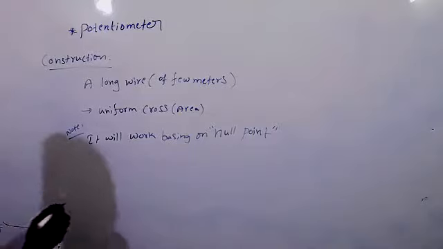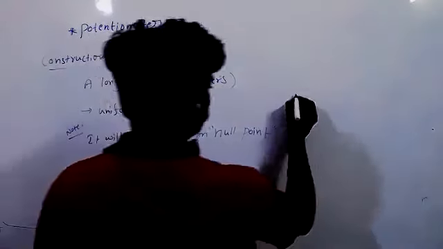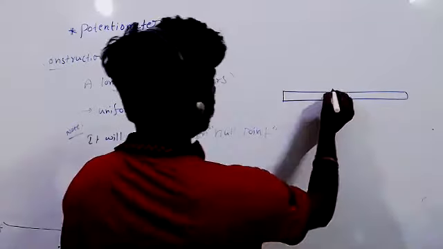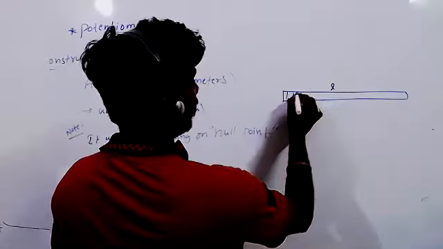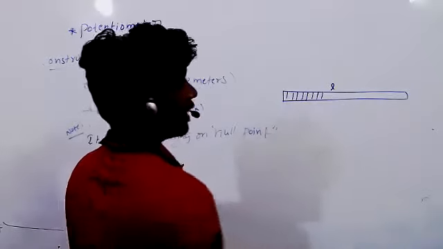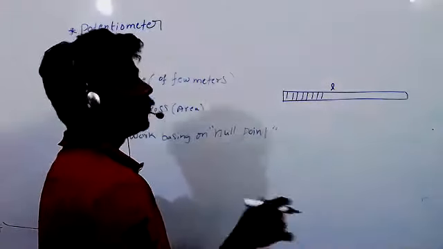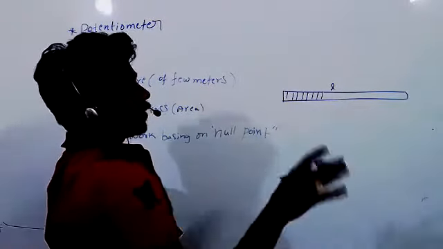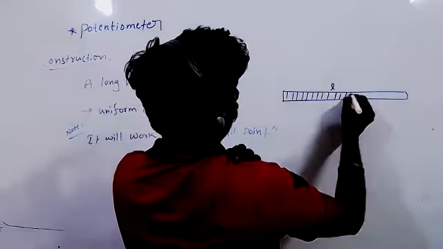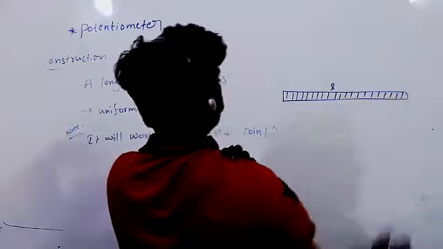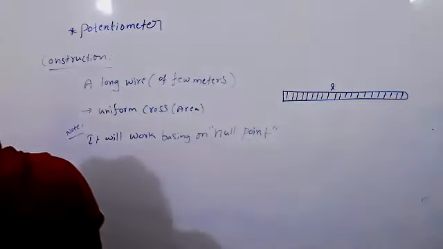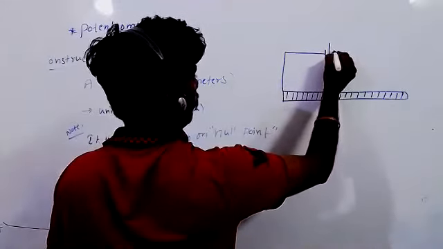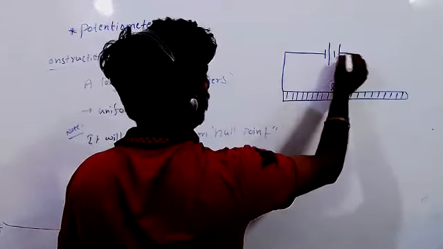Look at this. The length of the wire is L. I have taken the length of the wire L. L means it is not 1 meter, it is few meters, more than 1 meter. I didn't give you how much length that is. So this is the wire. One battery EMF I have arranged.